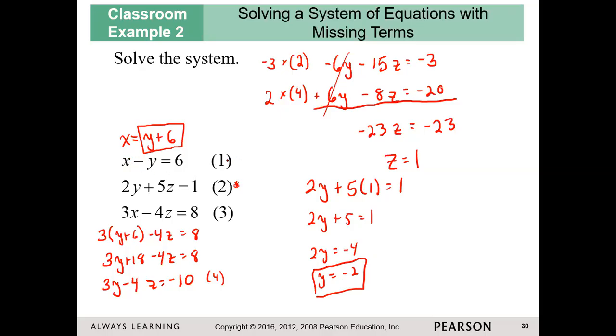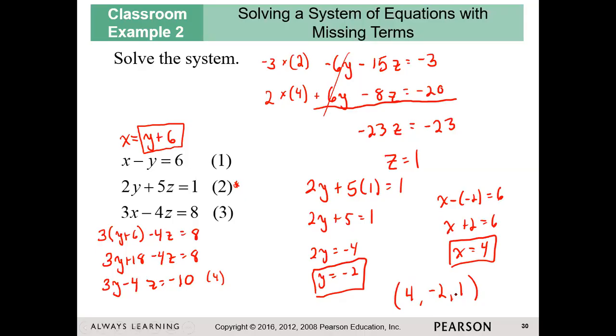So I'm going to go back to equation number 1 and substitute my value for y, which is -2, into equation number 1. So this is going to be x minus -2 is equal to 6. So x plus 2 is equal to 6. X is equal to 4. So there is my third and final piece to this puzzle. And if I write my solution, it will be 4, comma, -2, comma, 1. And there is my ordered triple.